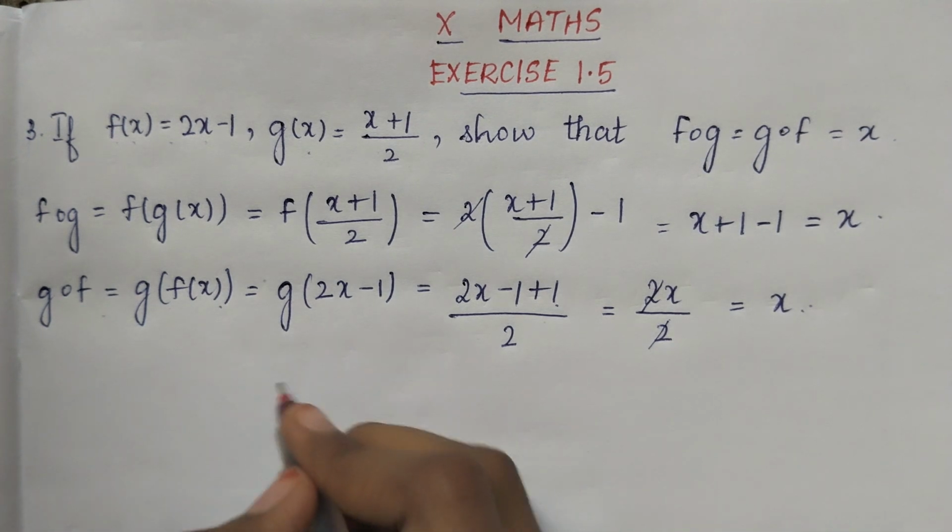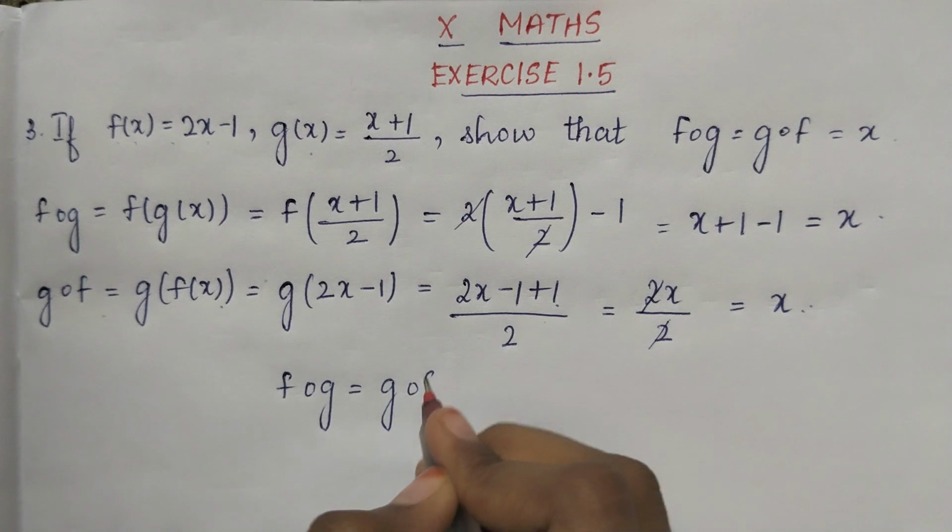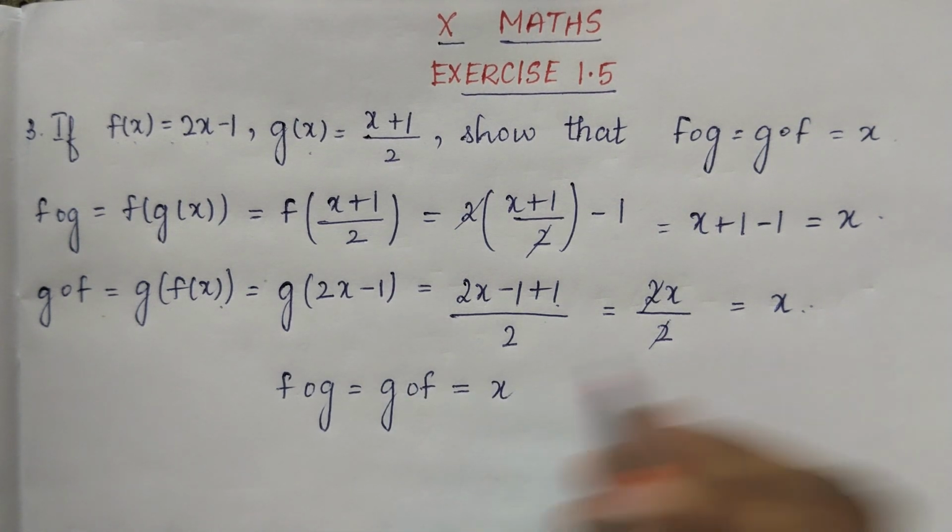So what do we understand from this? f dot g is equal to g dot f, that is equal to x.